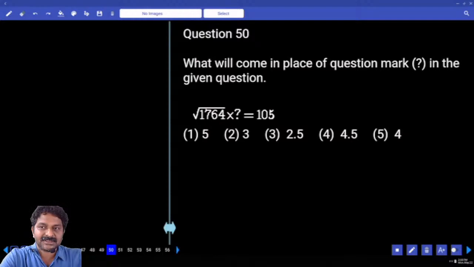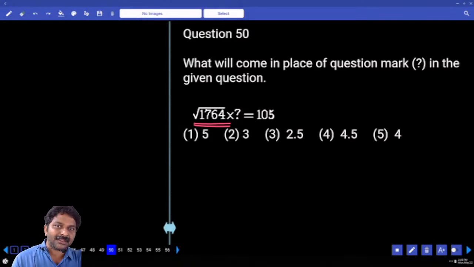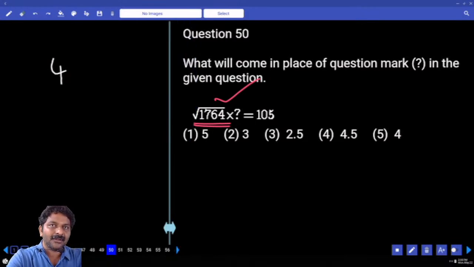Squaring on both sides. Otherwise, under root of this fellow. What is 40 square? 1600, and this is a little bit more than that. So you know that it will be in the 40s only. Which square ends with 4? Either 2 or 8. So that may be either 42 or 48.